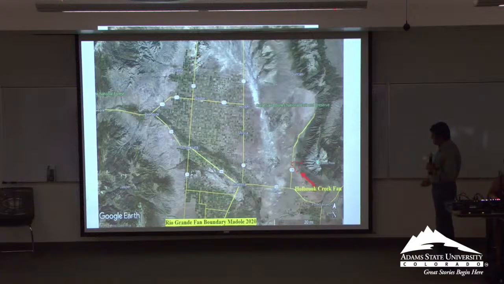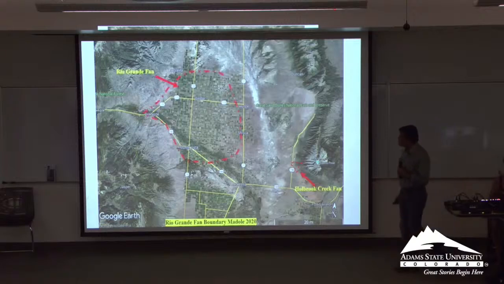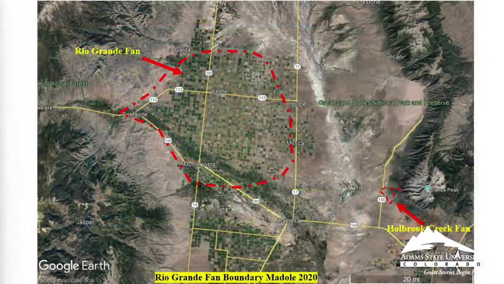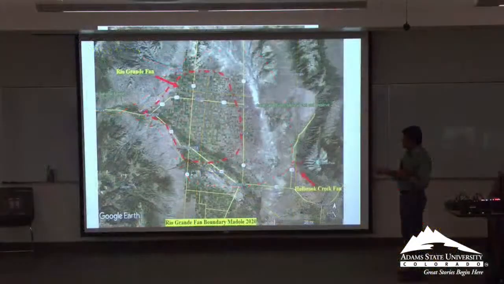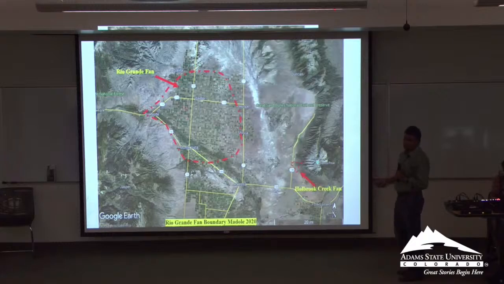So here is the Holbrook Creek fan that we talked about so far. And here is the Rio Grande fan. This is a very large fan that was formed as the glacial meltwaters were coming out of the Rio Grande and depositing sediment all along here. So if you go out to Del Norte and these areas here, you'll find very large boulders because that's the proximal end of this fan. If you look at these areas just north of Alamosa, you'll find sandy deposits because, again, this is the distal end of the fan.